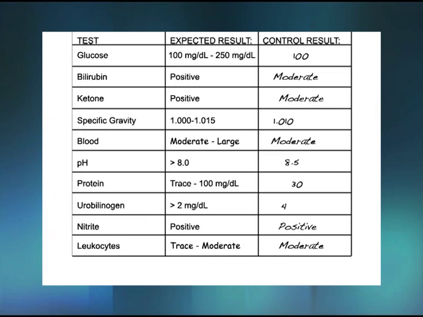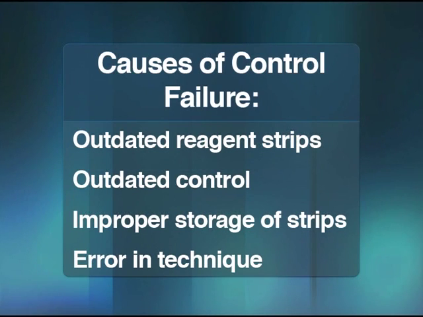If any results do not fall within their expected values, check for factors which can cause this to occur. Failure of the control to react as expected can be caused by outdated reagent strips, outdated control strips, improper storage of the strips, or an error in testing technique.